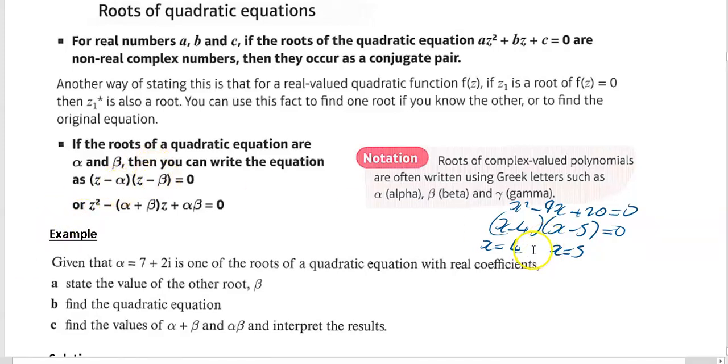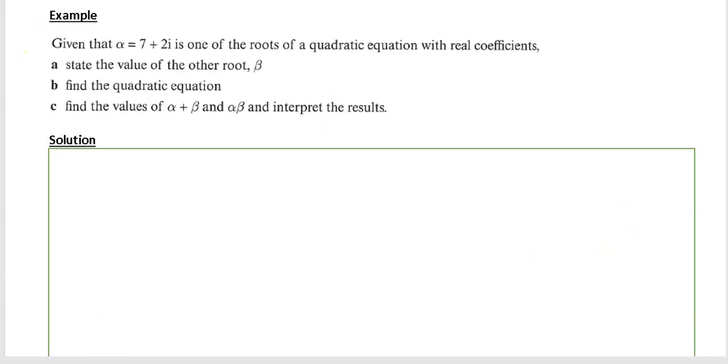So you're told what the roots are, alpha and beta. Then you can write the equation as z minus alpha times z minus beta, and then you would multiply that out to see what you get. So we're going to look at this example and see how we get on with it. Hopefully this makes a bit more sense when we get on to an example.